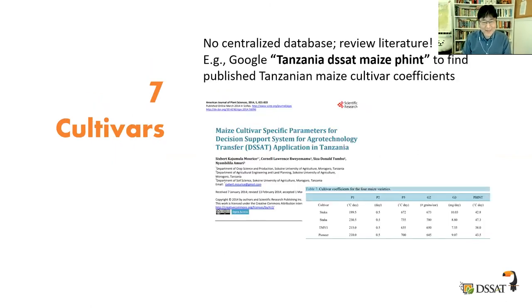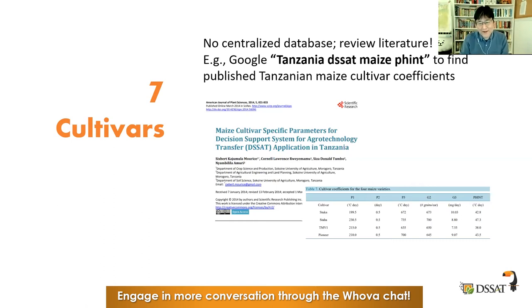And the cultivars, this has also been a huge contribution from the crop modeling community. For example, there's no central database, as far as I know, for all these cultivar coefficients, but at least it's becoming really easy to find them. For example, if I just Google Tanzania DSSAT maize PHINT, one of the parameters for maize cultivar coefficients, then you can find a lot of open access journal articles that provide different cultivar coefficients already calibrated for their study.